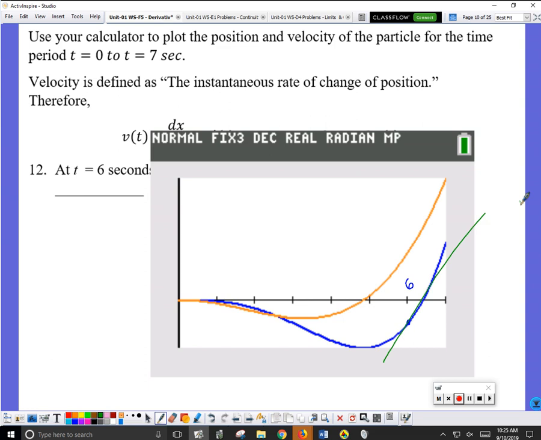Dang, missed. Try again. There we go. Decent. Curves a bit at the top.